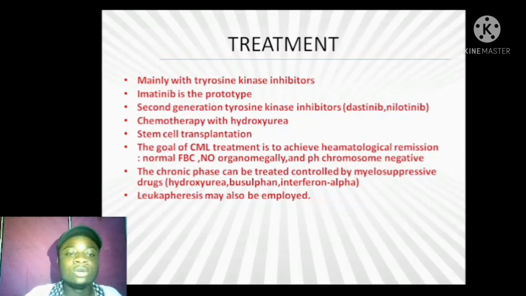Also always remember that in the treatment of chronic myeloid leukemia, the hallmark is the Philadelphia chromosome positive, because it plays a major role in about 90% of cases. So if you can get a drug that will inhibit the activity of that tyrosine kinase, that Philadelphia chromosome, voila, you go. You understand that? So take note of that.